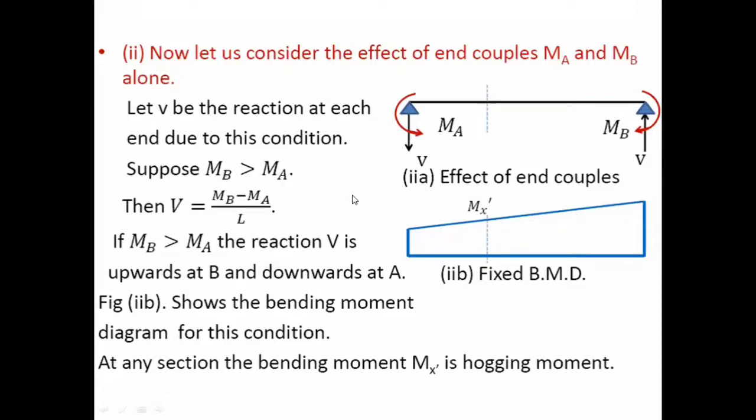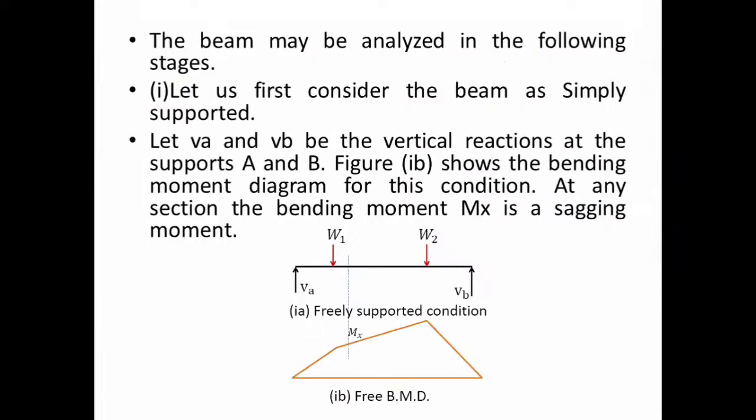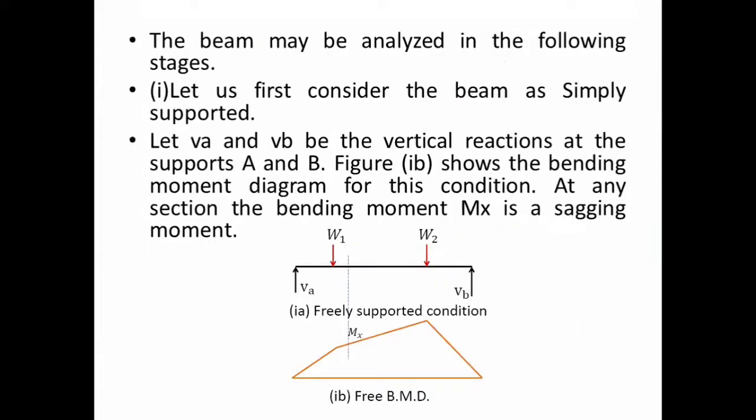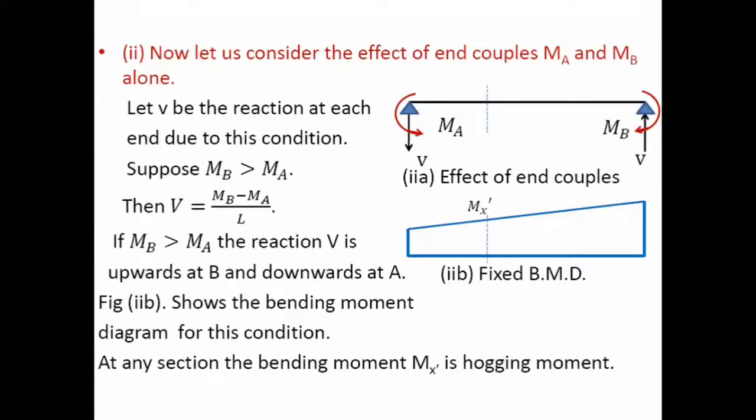That is because of external loading, this one, and another is because of fixed end moments. Now we have to superimpose these two diagrams. One more thing, the simply supported bending moment diagram is positive, all M values are positive, and the fixed end moment diagram is negative, all moment values are negative. The last line, if you see, at any section the bending moment Mx dash is hogging.